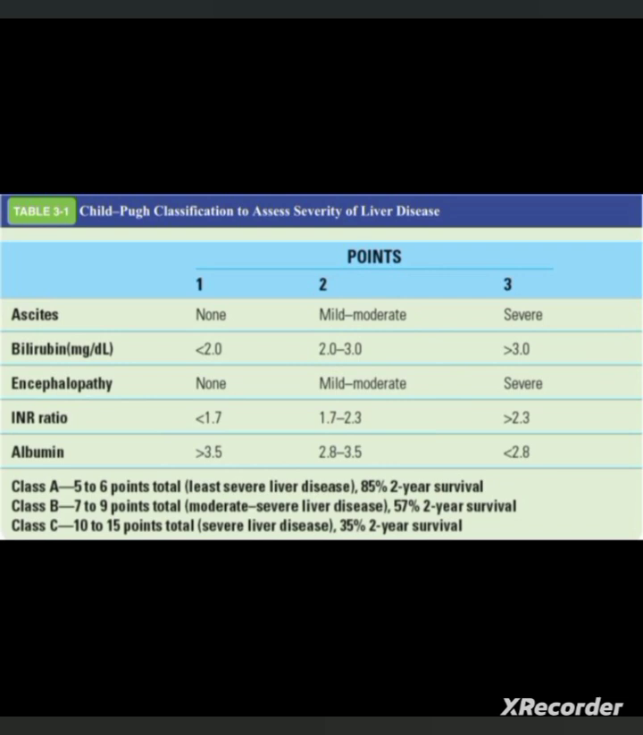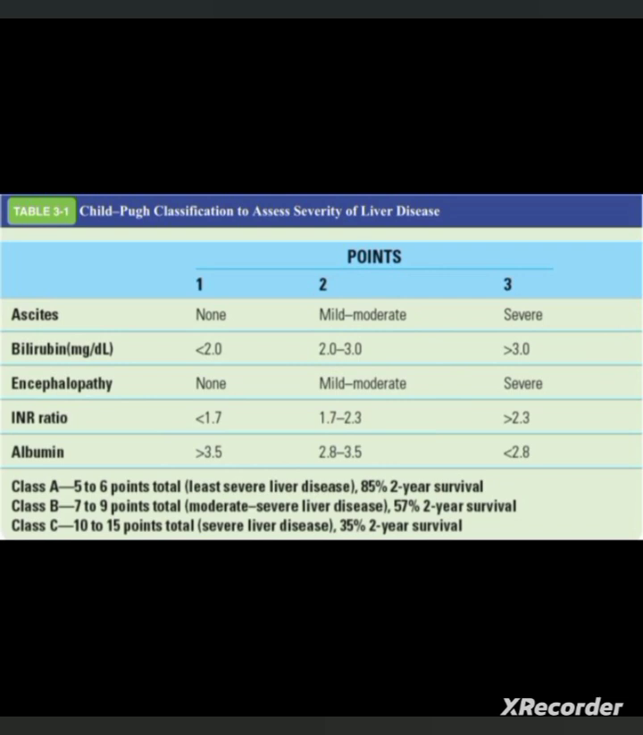Next one is encephalopathy. If there is no encephalopathy, the score is 1. In the case of mild to moderate encephalopathy, the score is 2. In the case of severe encephalopathy, the score is 3. The next parameter is INR ratio. If the INR ratio is within normal limits or less than 1.7, the score is 1. If it is between 1.7 and 2.3, the score is 2. And if it is greater than 2.3, the score is 3.